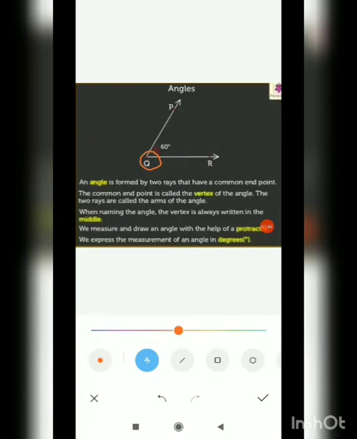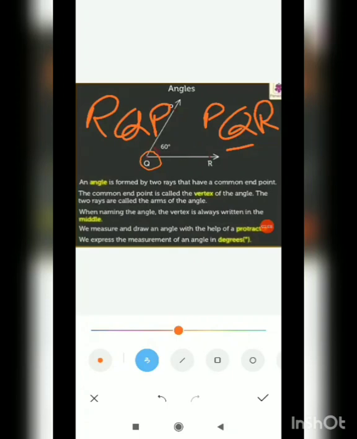And how can we name the angle? It is quite simple. You have to keep this vertex in the middle part. Means you can name this angle PQR, means Q is in the middle, or you can name it like this, RQP. In both situations Q is in the middle part. Clear? So the vertex must be in the middle part while you name an angle. Quite simple.